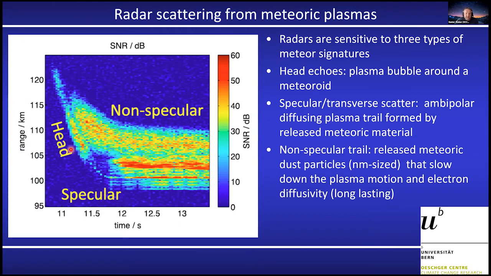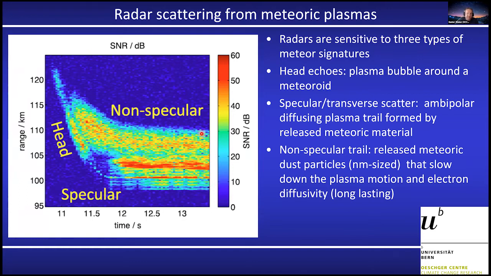The head echo is confined by a very dense plasma around the meteoroid itself. The specular scattering occurs from the meteoric material that is released during the ablation and forms this ambipolar diffusing plasma column, which is what typical meteor radars are detecting.